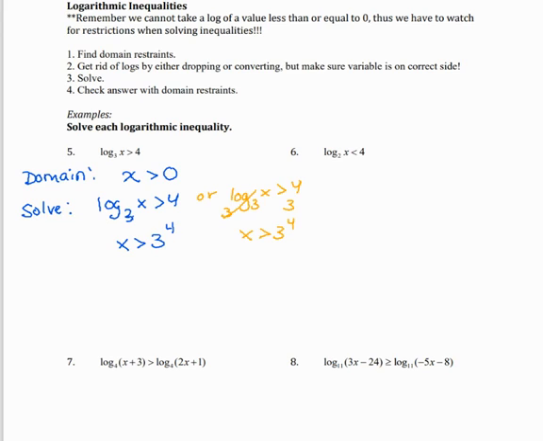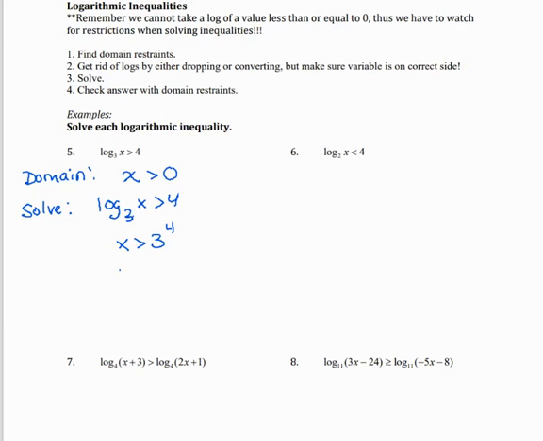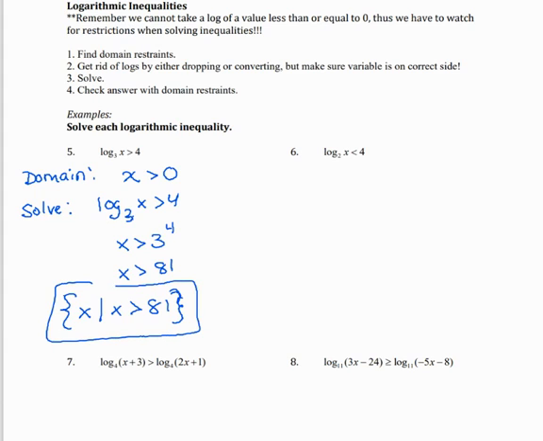So now I'm going to solve. Let me erase that so that we have enough room. So when I solve this, this is simply saying x is greater than 81. So now I do my check. Does this answer, x is greater than 81, cover my domain? Yes, everything greater than 81 is greater than 0. So therefore, my solution of x such that x is greater than 81 works. Everything in that solution set is a solution.